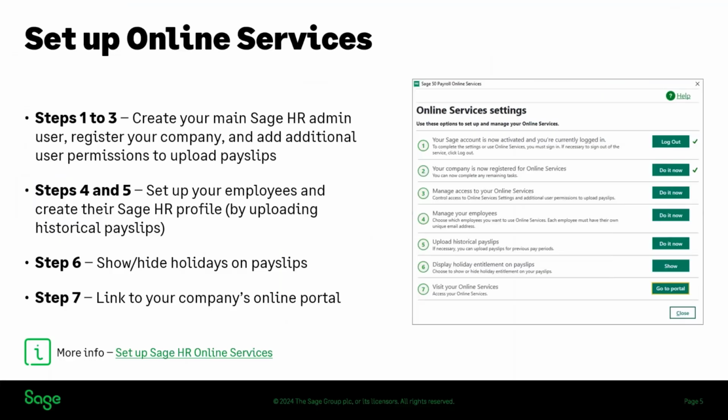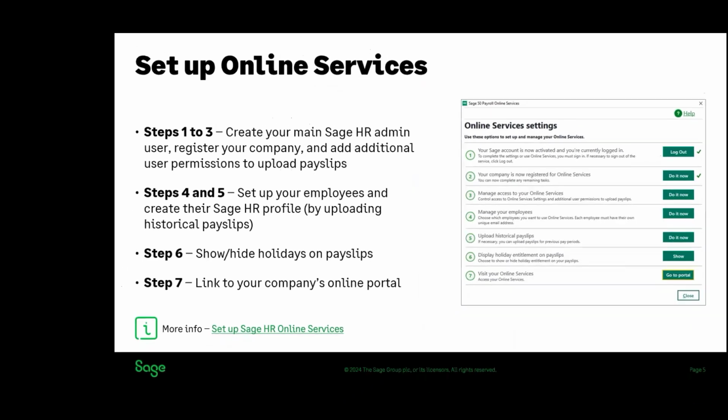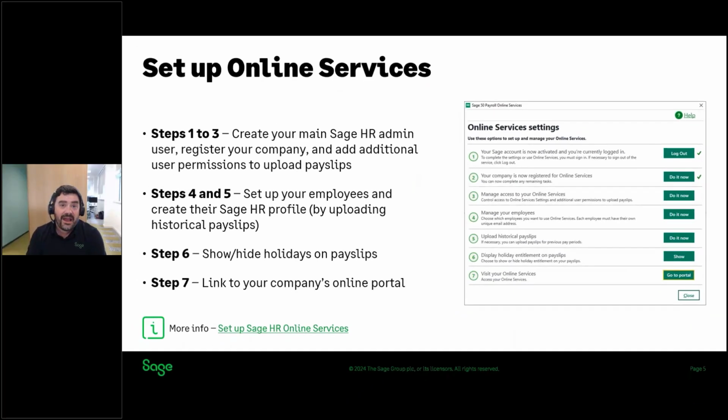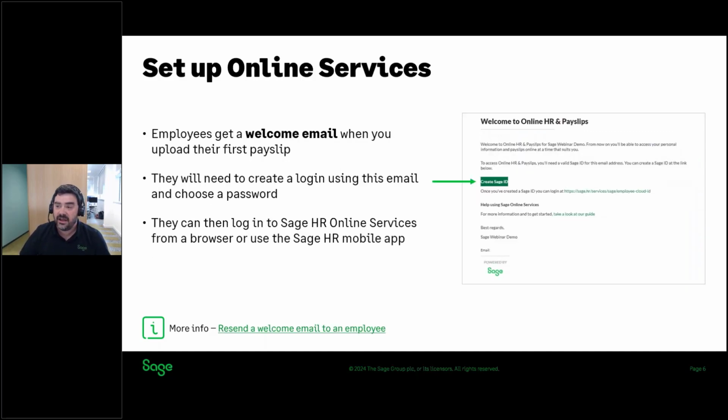And just to expand slightly on inviting the employees. So if during the setup process you decided to upload historical payslips, your employees would receive an email inviting them to register for online payslips. That email looks something like the image on the slide here. So there'll be a link to create their Sage ID.